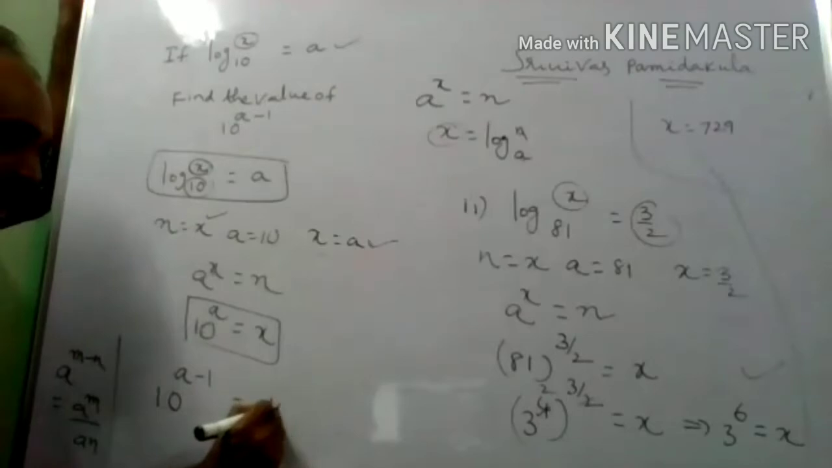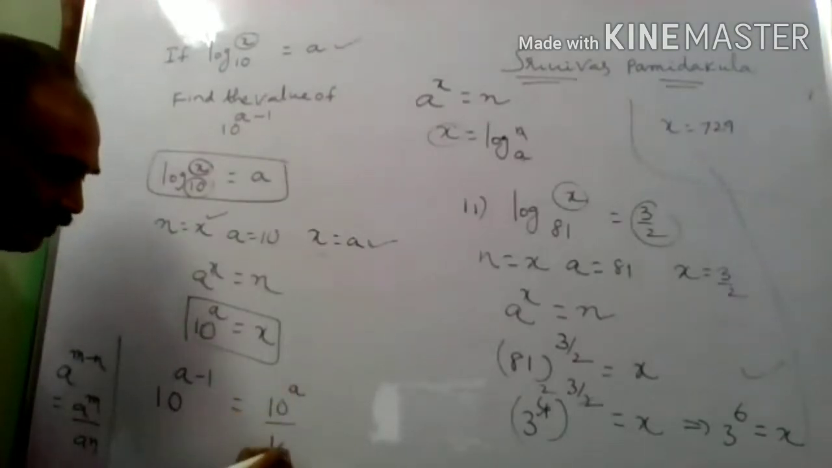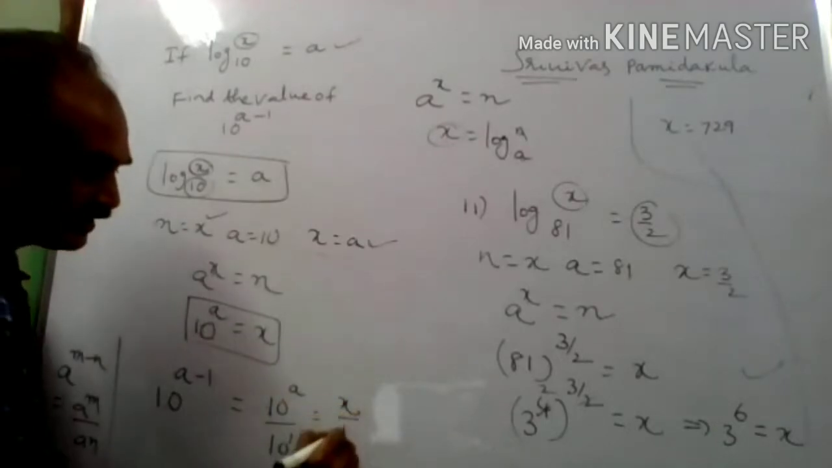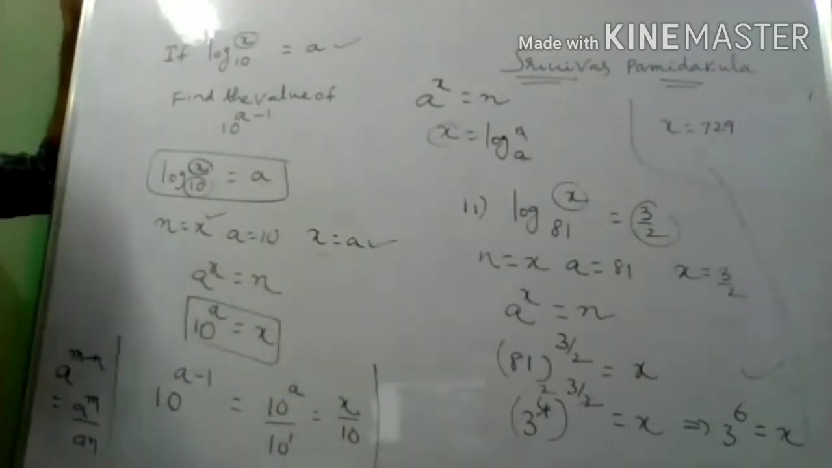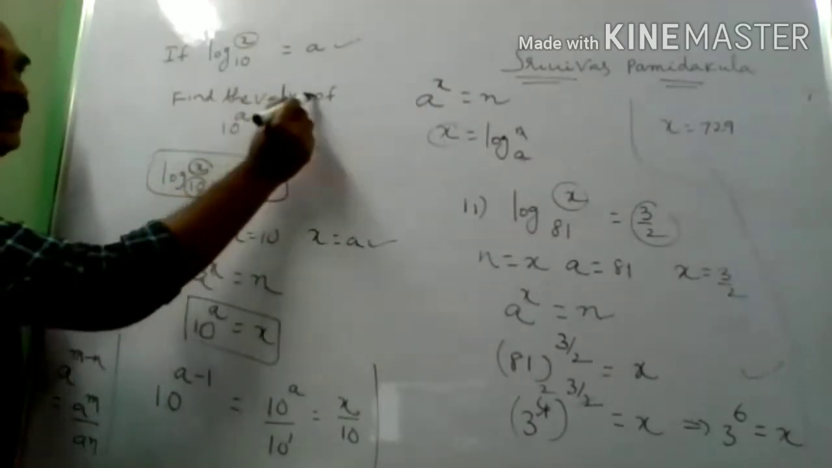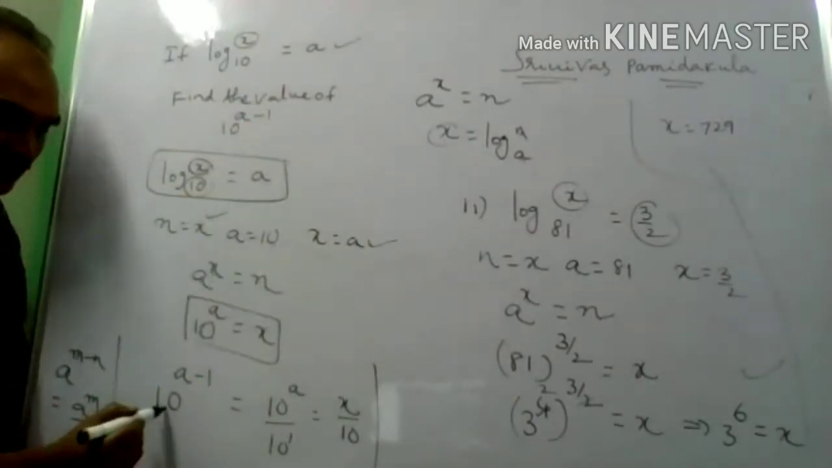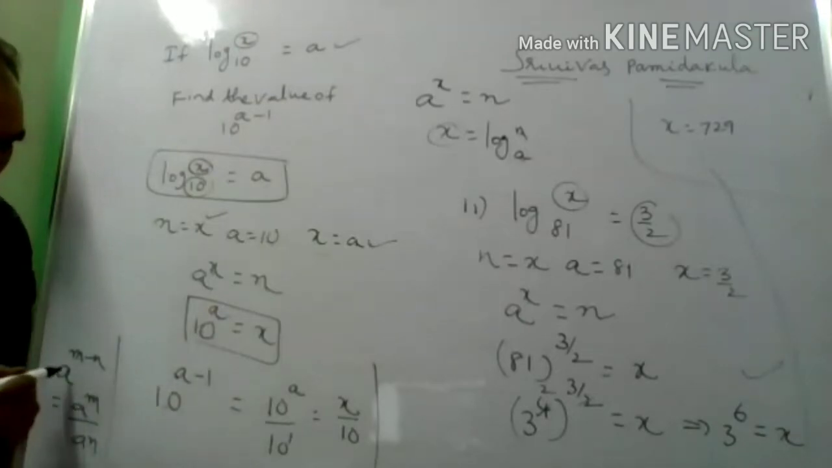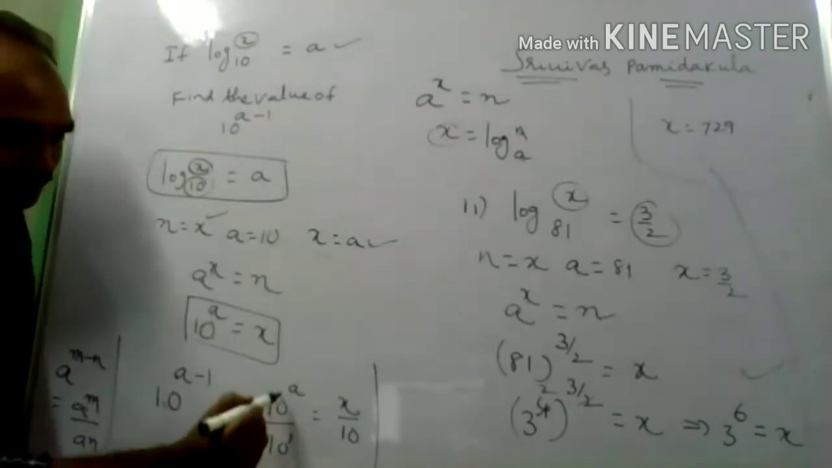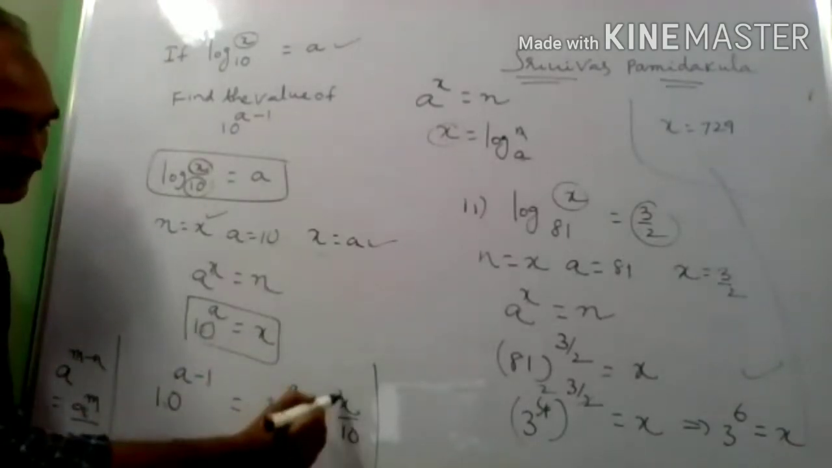So 10 power a minus 1 is equal to 10 power a by 10 power 1. What is 10 power a, students? 10 power a is equal to x. So the answer is x by 10.